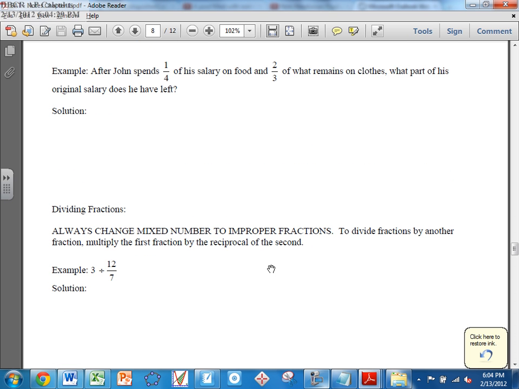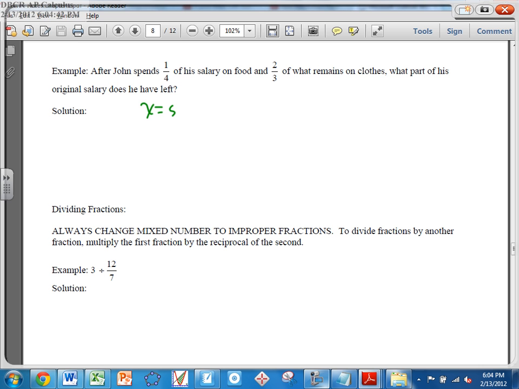So after John spends a quarter of his salary on food, 2/3 of what remains on clothes, what part of his salary does he have? So we have a variable here. We don't know the salary, so we'll say X is the salary. Again, what part of the original salary does he have left? We need to figure out what X is, so we can see what's left.